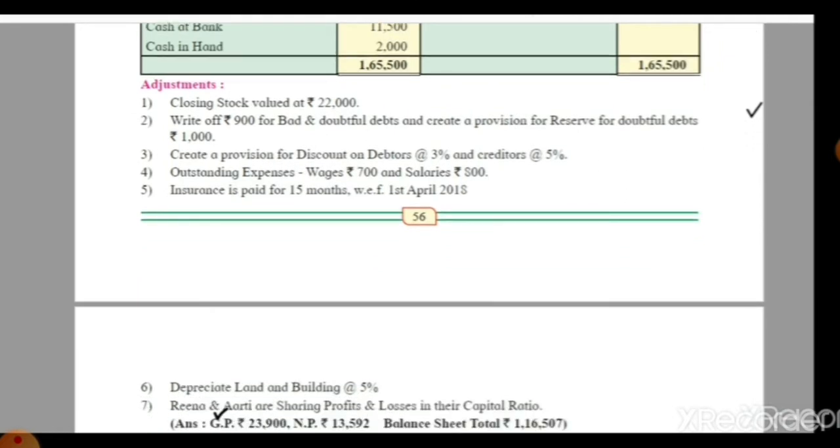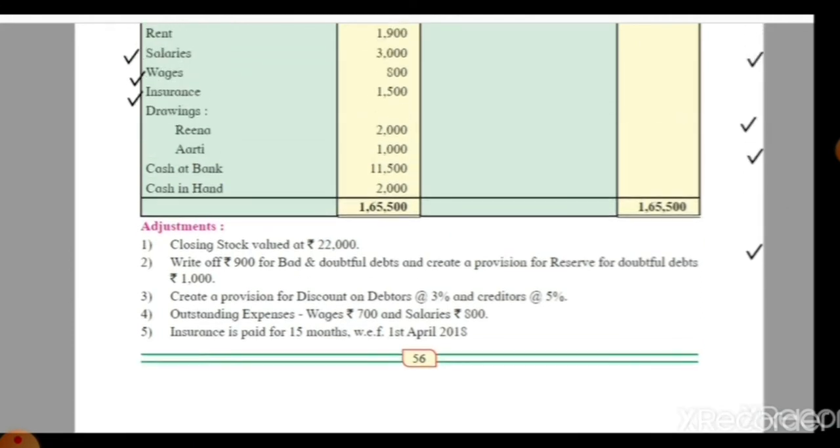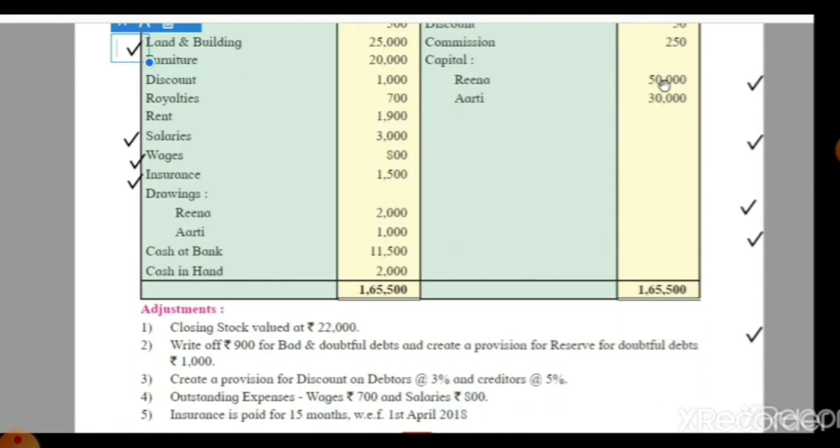seventh point: Reena and Aarti are sharing the profits and losses in their capital ratio. Students, here the seventh adjustment is just information. It gives the information that their profit sharing ratio is their capital ratio. It means whatever amount of capital they contributed in the business, in that ratio they distribute their profit and loss. So what is their capital sharing ratio?